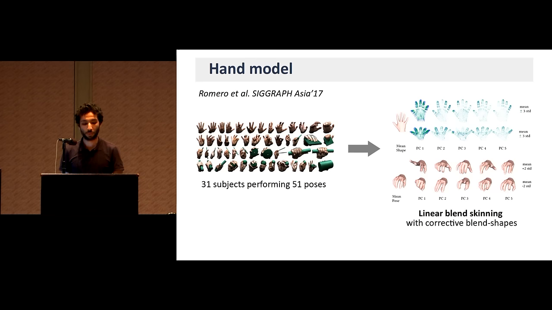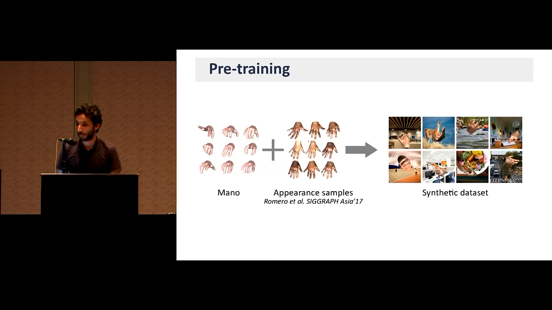It encodes shape and pose variation with principal component analysis on registered real hand scans and uses linear blend skinning with corrective blend shapes in order to reduce artifacts of linear blend skinning, like overly smooth outputs and mesh collapse around joints. So we pre-trained the encoder to ensure that the camera and hand parameters converge towards acceptable values, and we build a synthetic dataset to do that. We basically sample geometries from the hand model, MANO, and use real appearance examples provided by Romero et al., the authors of MANO, to create photorealistic images of hands superimposed on random backgrounds.